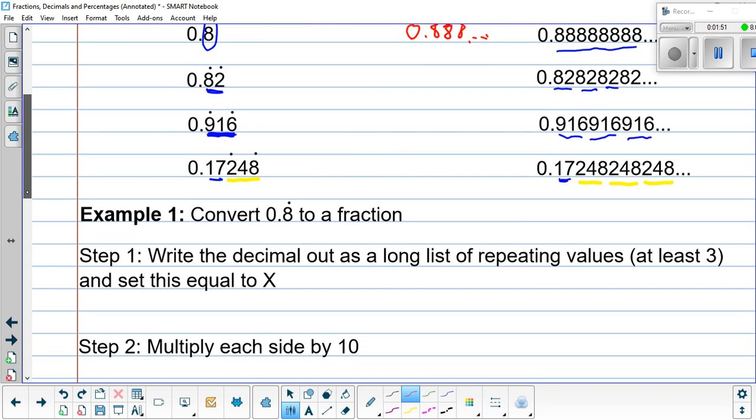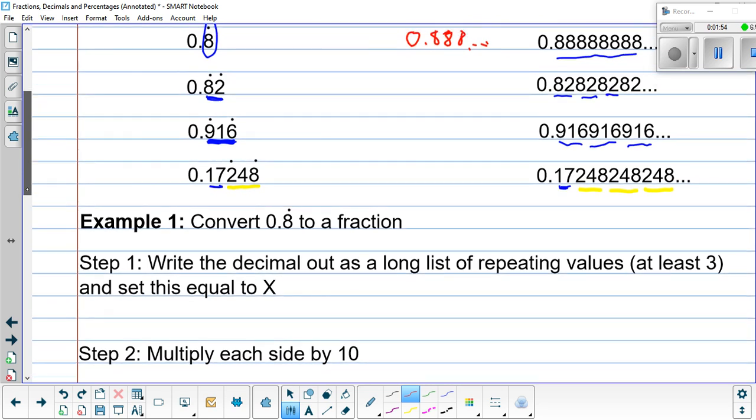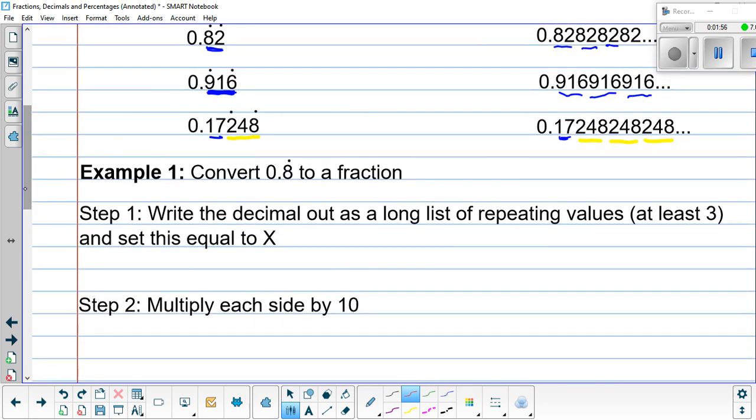So how exactly are we going to do this? Convert 0.8 recurring to a fraction. This is that very first one, so we're going to write the decimal out as a long list of repeating values, and we're going to set it equal to x. I know this might be a new idea, but this is one of the purposes of algebra. We're choosing to set our decimal as this unknown, and you'll see why this becomes so cool.